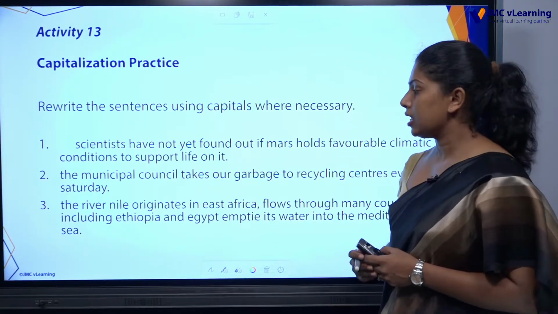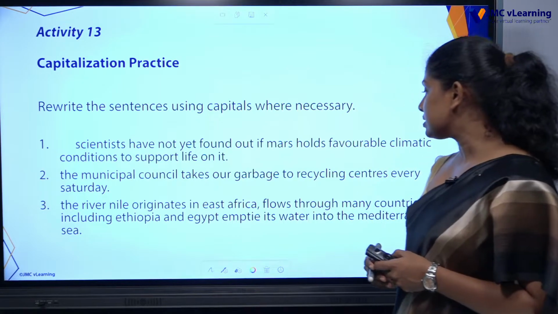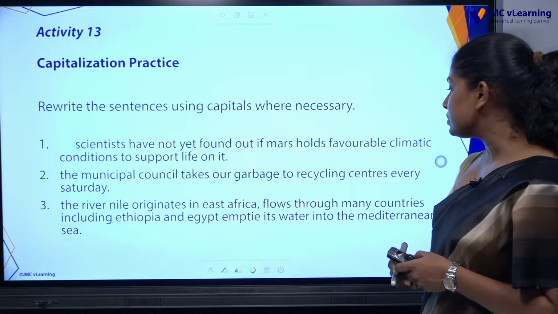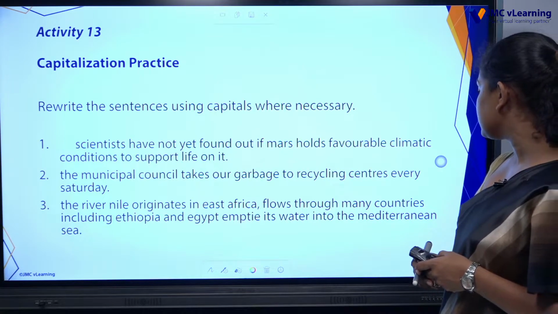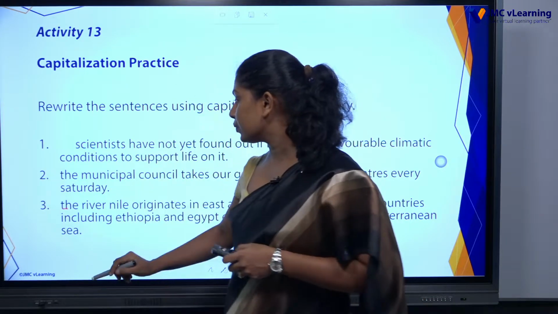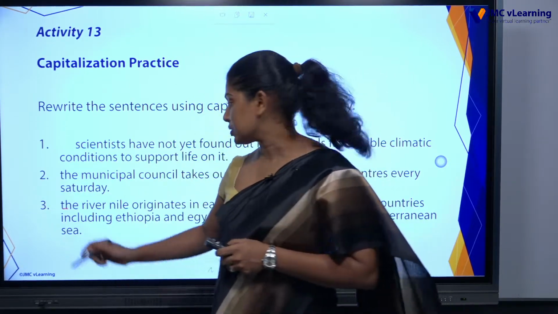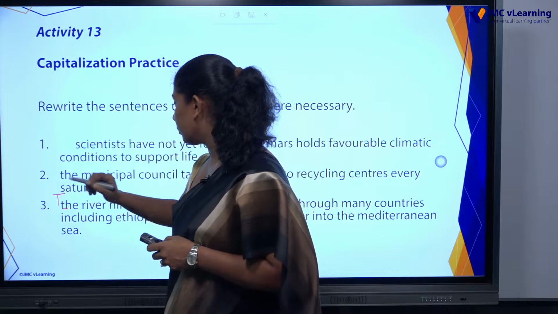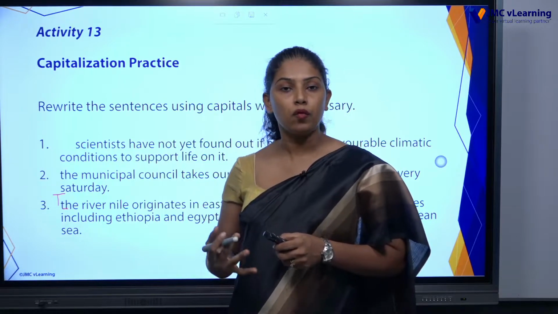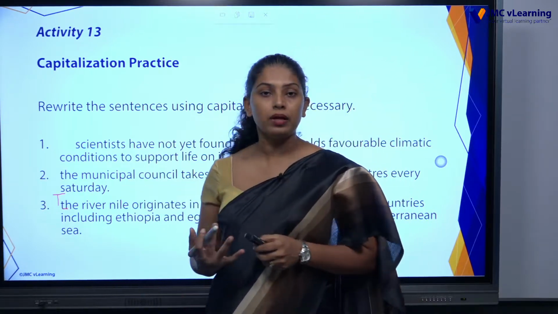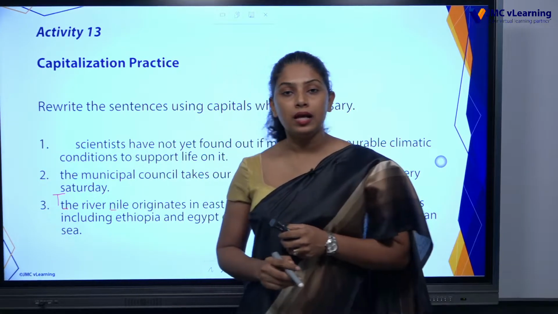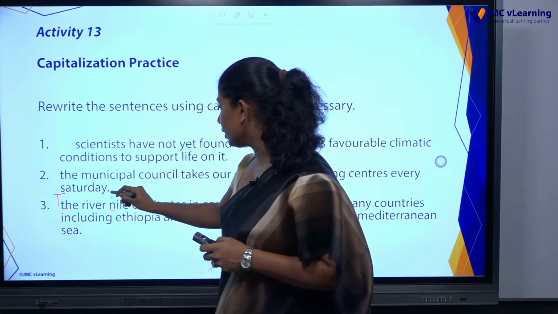The last sentence. The river Nile, originated in East Africa, flows through many countries including Ethiopia and Egypt, empties its water into the Mediterranean Sea. Here you can see the first letter, as in the previous one, was given as a simple letter. So here we are going to change it into capital. And river Nile, that is the name of a water body. So we have given a proper noun to this name. So we can't write this as a simple letter. So we have to change that into capital N.